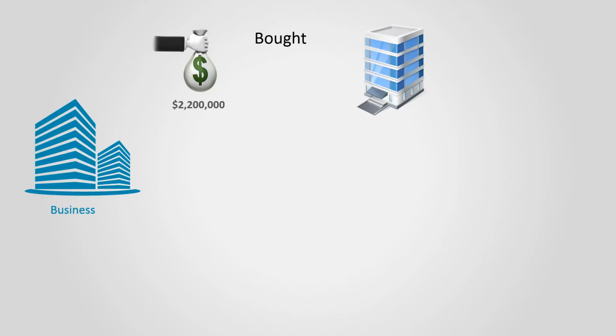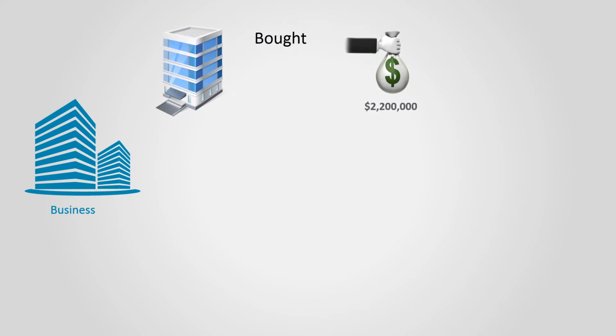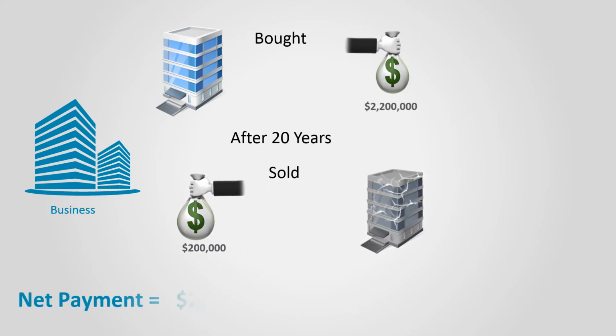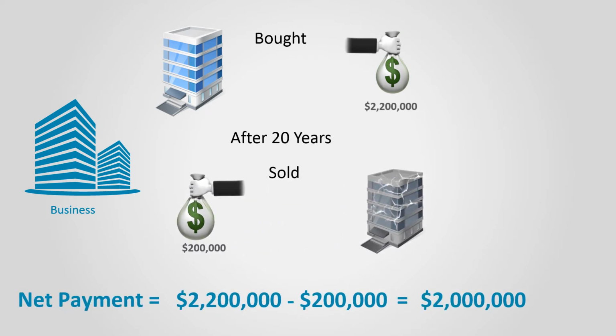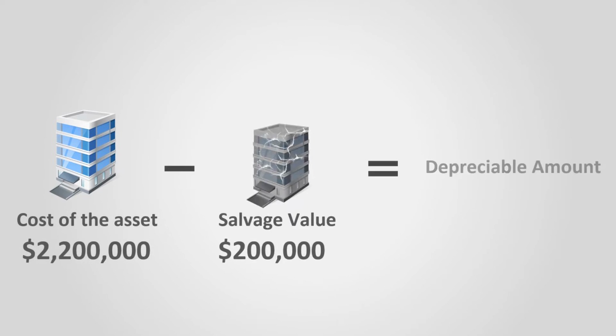First of all, let's see how much our net pay is for this house. What is the net payment that the company paid to acquire this house for 20 years? Is it $2,200,000 or only $2 million? I think it is rational to say that the company had paid a net value of $2 million since it got $200,000 back after 20 years. Of course, we are ignoring the time value of money in this case. The net amount paid is what we call the depreciable amount, or the amount that is going to be depreciated.